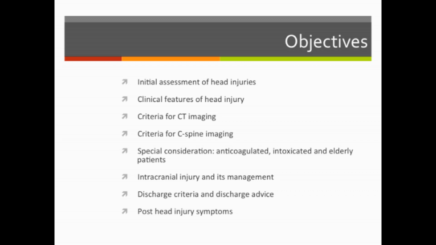I want to consider some special cases, namely the anticoagulated patient, the intoxicated patient, and the elderly patient. We're going to look at intracranial injury and its management. We'll look at some criteria we should use for discharging patients and discharge advice, and talk a little bit about some post-head injury symptoms.